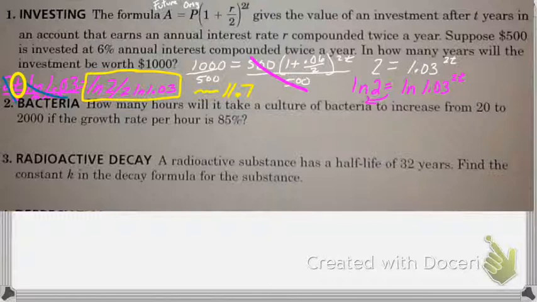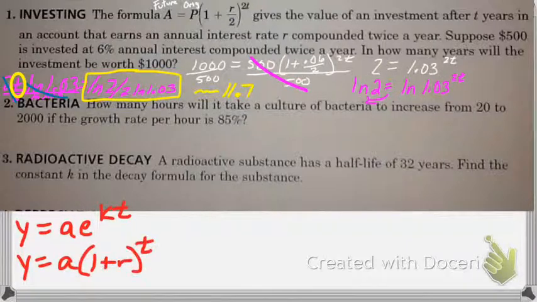The next 2 examples we're going to do require different formulas. Here they are. One is y equals a times e to the kt power. The other is y equals a times 1 plus r to the t. In number 3, it says find k. So that must mean that we're going to use the formula that has a k in it. And the bottom formula does not have a k, so we're going to use it for number 2.